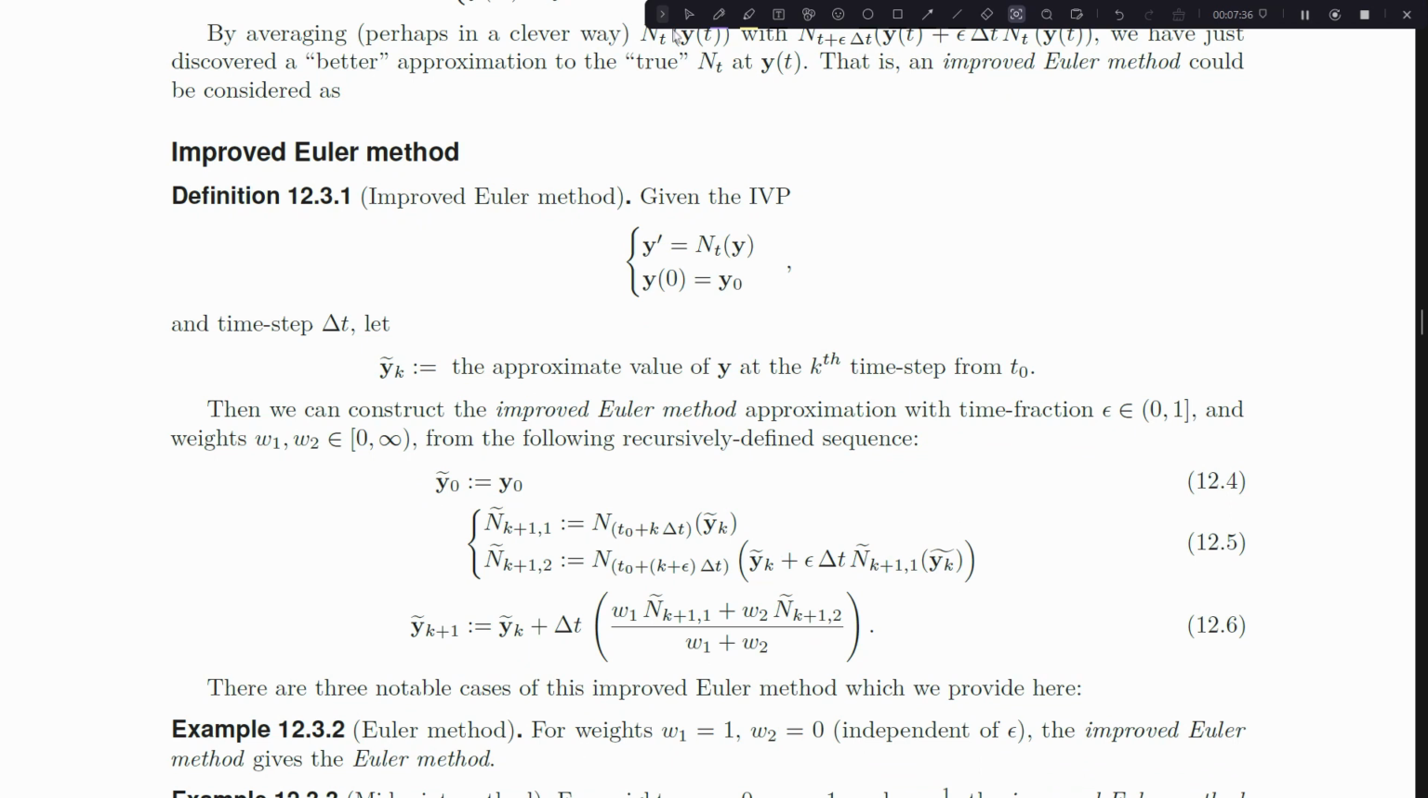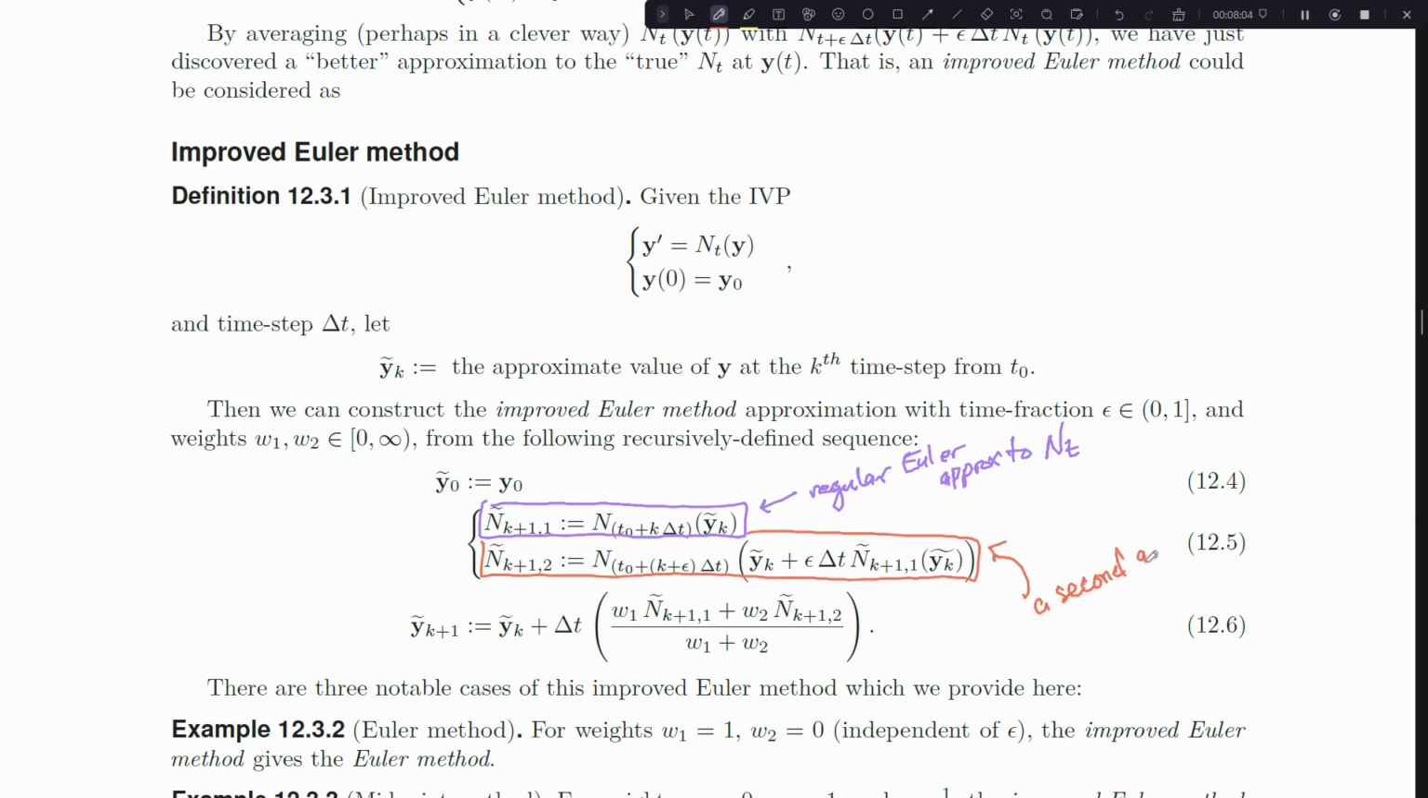In some ways, you can think about this as the regular Euler approximation to n sub t. And the improved Euler says, hey, I'm going to give myself the ability to get a second approximation. So this is a second approximation to n sub t at some time slightly in the future here, right? So I have an approximation a little bit more in the future. And then I compute a weighted average of those two approximations, and I use that in what looks like a traditional Euler time step, right?